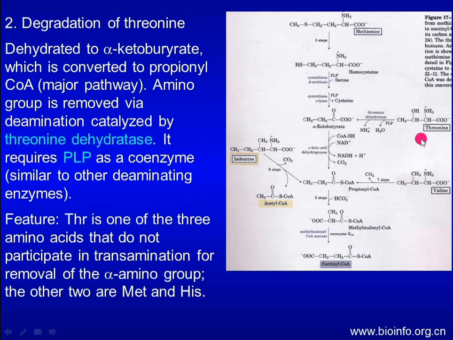Threonine is dehydrated to alpha-ketobutyrate, which is converted to propionyl-CoA and finally to succinyl-CoA. The amino group is removed through deamination catalyzed by threonine dehydratase. This enzyme requires PLP as a coenzyme. Threonine is one of the 3 amino acids that do not participate in transamination for removal of the alpha amino group. The other 2 amino acids are methionine and histidine.